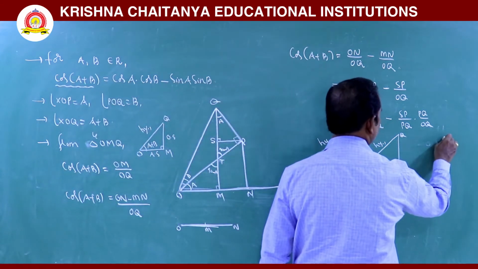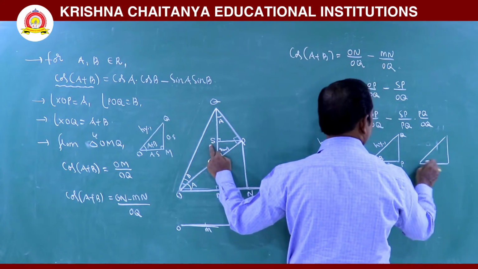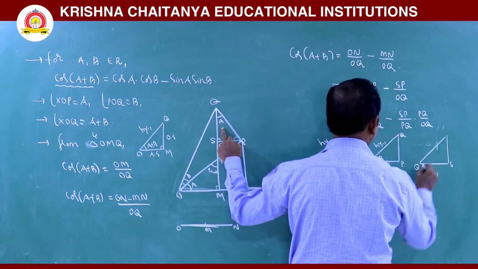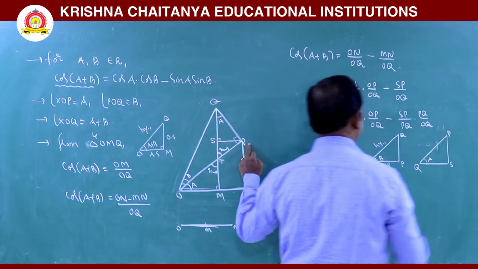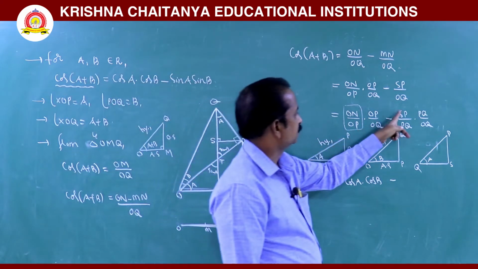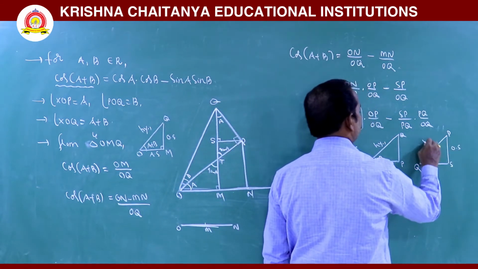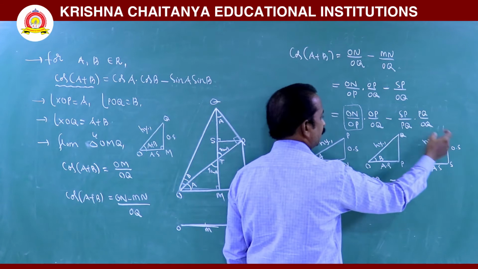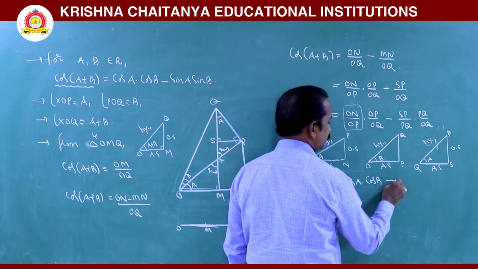So consider the triangle QSP, right angle at S, and at Q the measuring angle is A, and the remaining point is P. Now what we need is SP by PQ. SP is the opposite side, PQ is the hypotenuse, and the remaining one is the adjacent side. So SP by PQ gives us opposite side by hypotenuse, which gives us sin A.